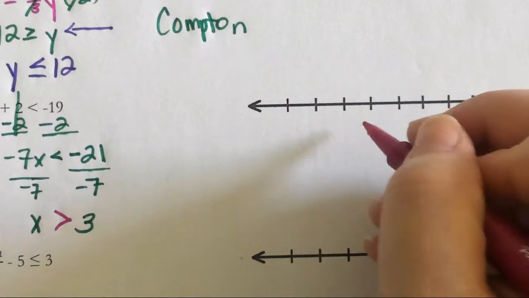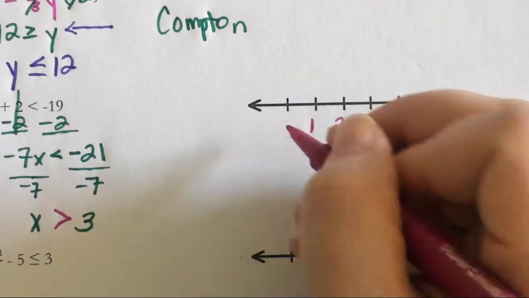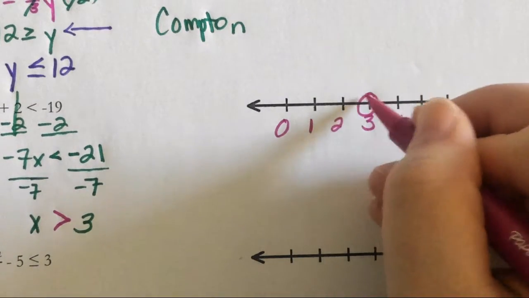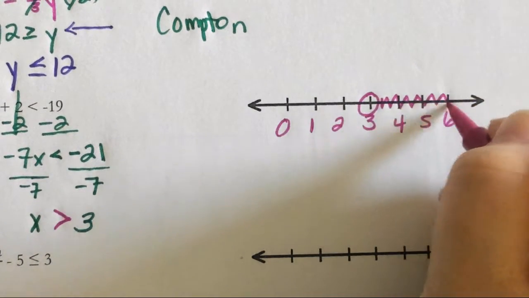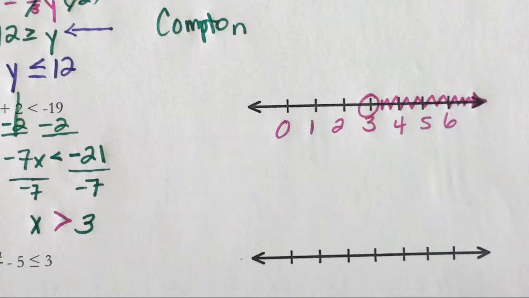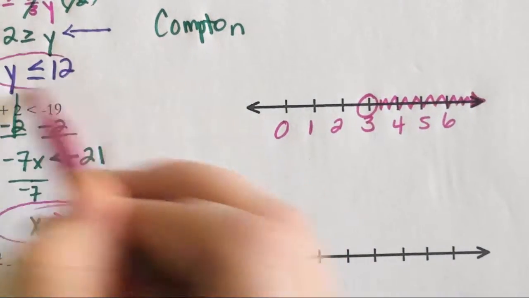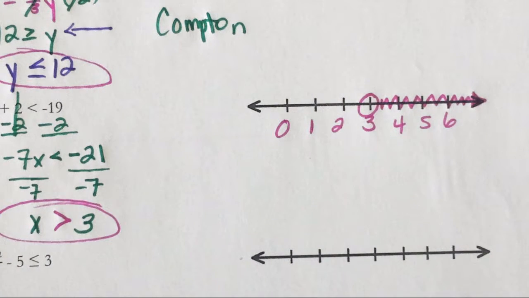So over here on my number line, I put in 3. I put in some other numbers. And since it's greater than 3, I shade to the right. And I don't get to fill in the bubble, because it wasn't greater than or equal to. Okay, are there any questions about that?